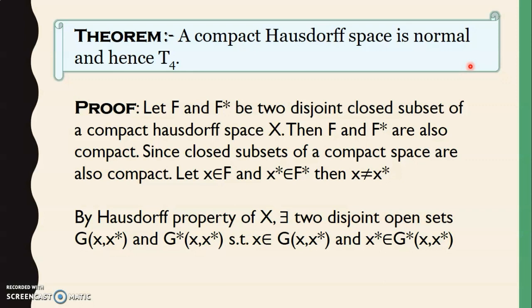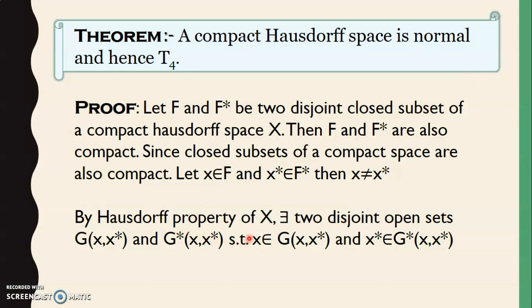The proof of the theorem is as follows. Let F and F star be two disjoint closed subsets of a compact Hausdorff space X. Then F and F star are also compact, since closed subsets of a compact space are also compact. Let x belong to F and x star belong to F star, then x is disjoint from x star.